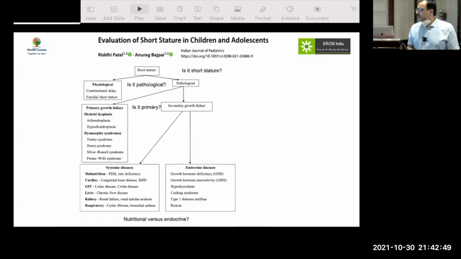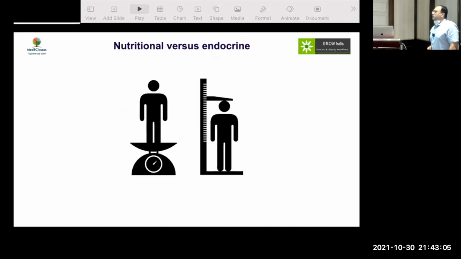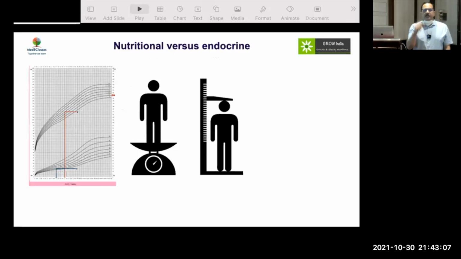Now, the next question after it is primary is, is it nutritional or is it endocrine? And this is important because for nutritional, you have to do TTG, you have to do tuberculosis workup, RTA workup. For endocrine, you have to do growth hormone stimulation and other evaluation. So for this, the most important thing to look at is, is the child having a lean phenotype or a plump phenotype? The most important thing to look at in a short child is actually the weight, not the height. If you have a lean and short child, this is nutritional. If you have a plump and short child, it is endocrine. I think this is the easiest way to put it.